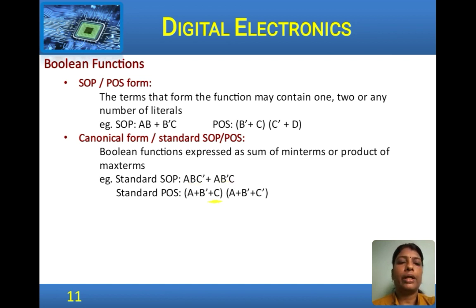And standard POS or canonical form is (a + b' + c)·(a + b' + c'). So 2 sum terms which are ANDed. The 2 sum terms have all the variables in the complemented or uncomplemented form, that is they are the maxterms.